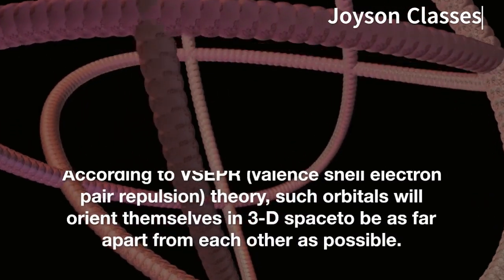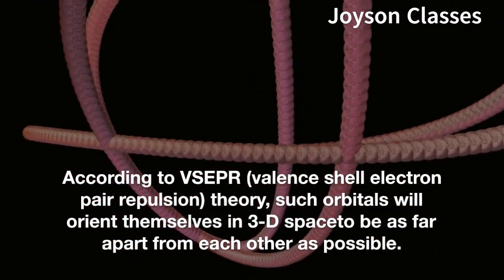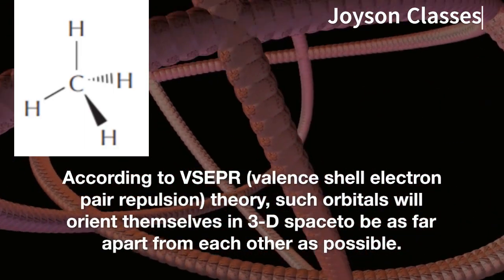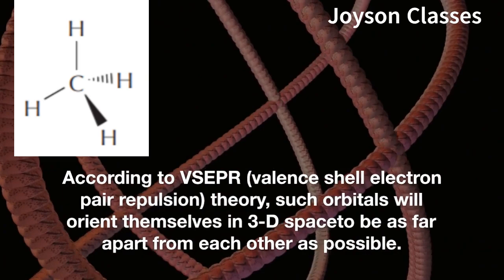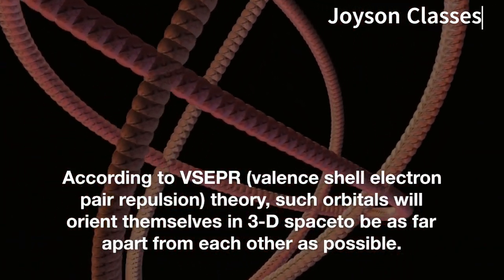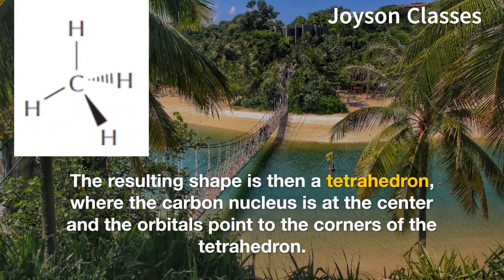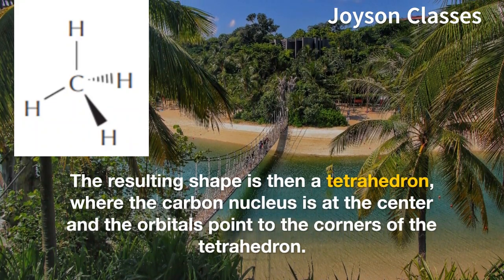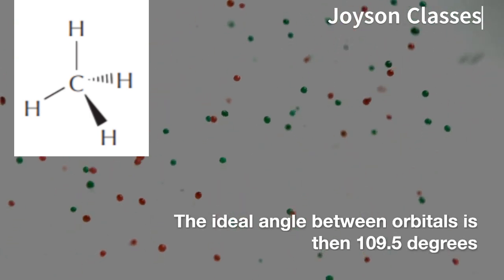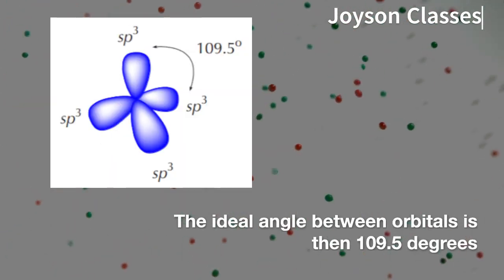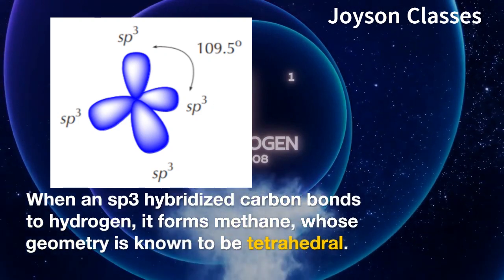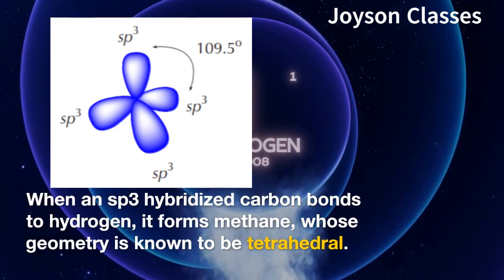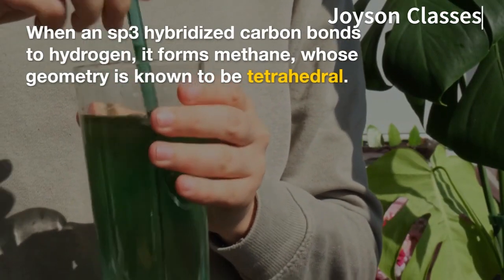According to VSEPR, valence shell electron pair repulsion theory, such orbitals will orient themselves in 3D space to be as far apart from each other as possible. The resulting shape is then a tetrahedron, where the carbon nucleus is at the center and the orbitals point to the corners of the tetrahedron. The ideal angle between orbitals is then 109.5 degrees. When an sp3 hybridized carbon bonds to hydrogen, it forms methane, whose geometry is known to be tetrahedral.